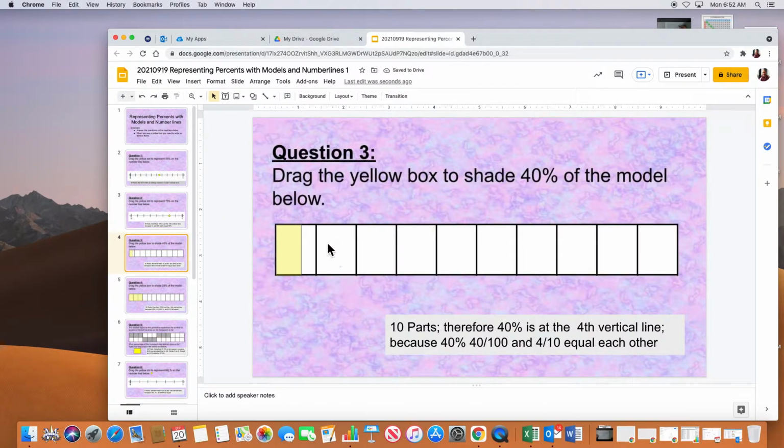On this one, there are 10 equal parts. We want to go 40%. So 4 over 10 is where 40% is, because we just simplify 40 over 100 equals 4/10. So we just go ahead and slide this one over 3, 4.